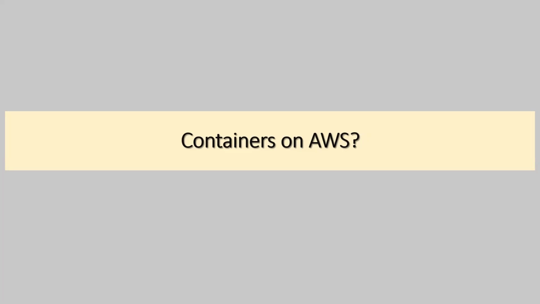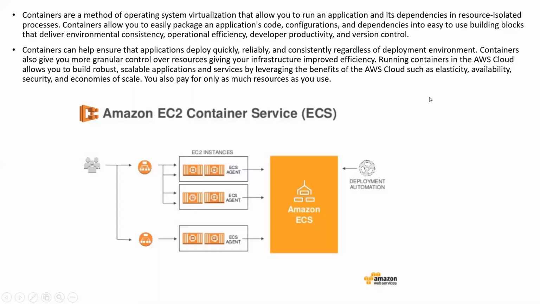So this is what Amazon Elastic Container Service has to offer. We'll look into what this concept is in AWS. Containers are a method of operating system virtualization that allows you to run an application and its dependencies in resource-isolated processes. As I told you, this is an operating system virtualization concept that allows you to run an application and its dependencies in resource-isolated processes.